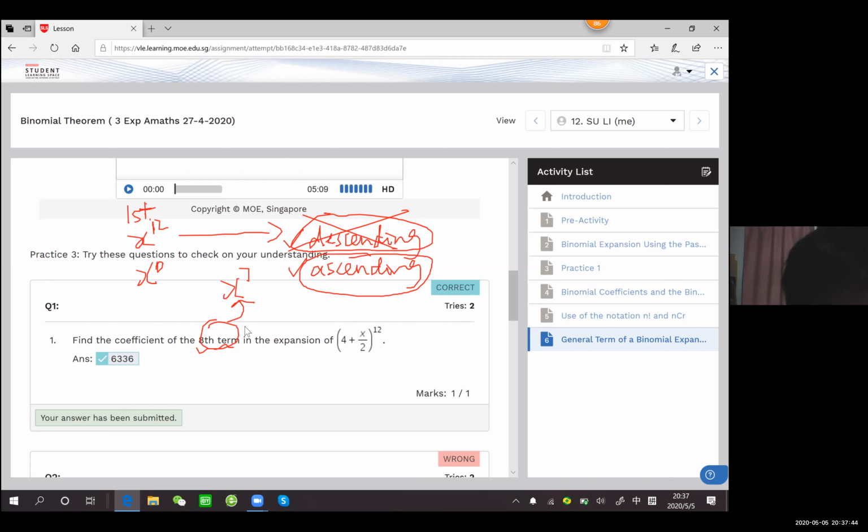So how do you find the x to the power of 7 term? You give yourself 3 brackets. Over here, you fill it up with 12 first, because that's the power. This one you fill up with the 4, which is the first term inside the bracket. And this one you fill up with x over 2. Then now it's easy. They want the x to the power of 7 term, so you put a 7 here, and you get 5 here. That's all. So all you need to do is simplify this. Please help me out. See what you get.